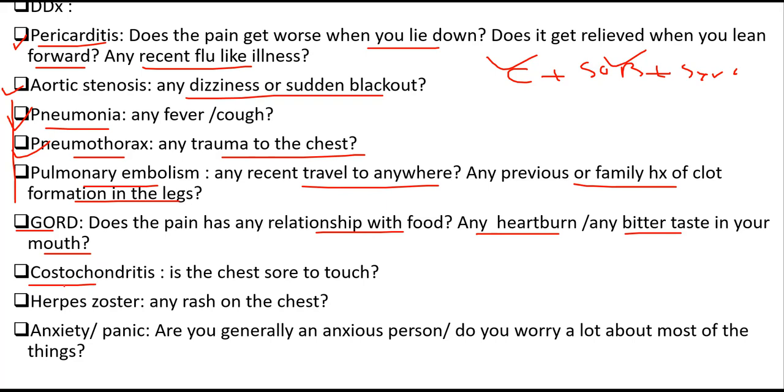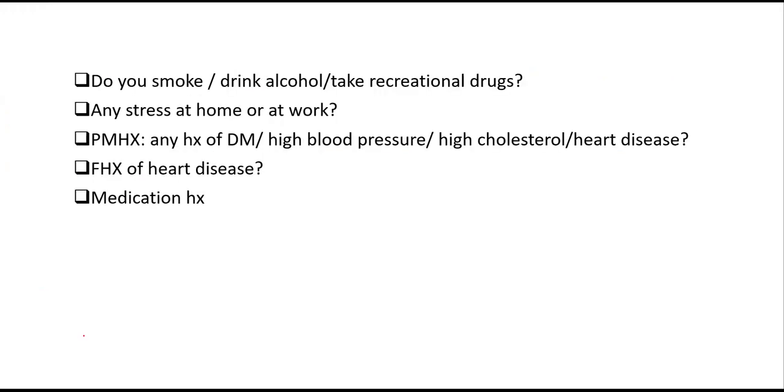Then for neurological causes, you can ask about any history of back pain issues, that's for prolapsed disc. Also ask about herpes zoster, so any rash on your chest. And then you have anxiety or panic attack. So give a confidentiality statement and then ask, how are you doing, who do you live with at home? Is there any stress going on at home or at work? Are you generally an anxious person? Or do you worry a lot about small things? Anxiety and stress can be a cause of psychogenic chest pain as well.